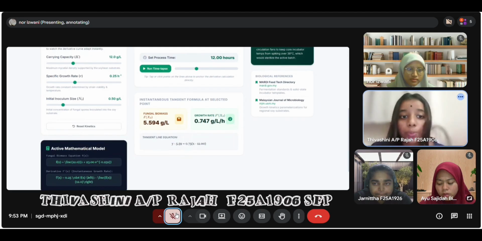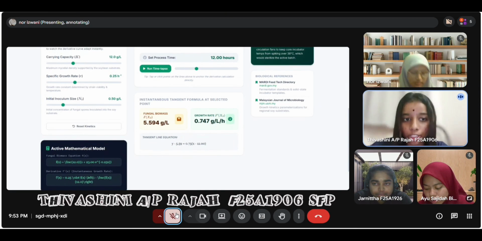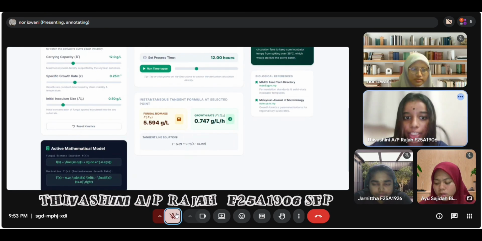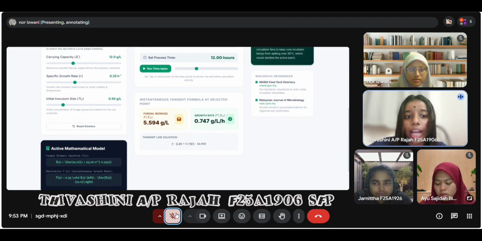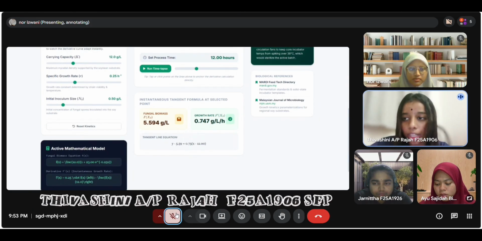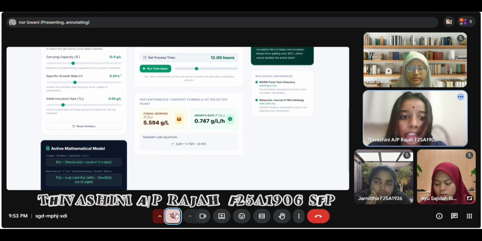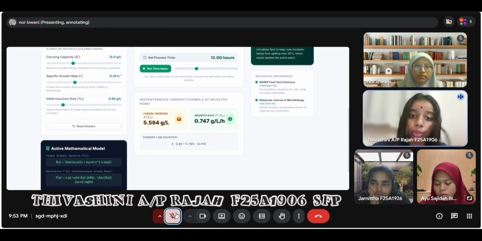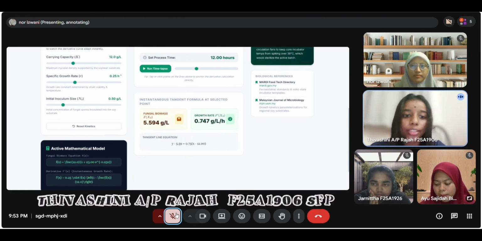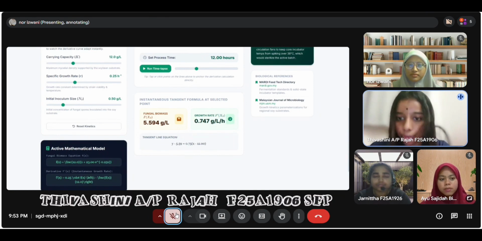In conclusion, this project shows that calculus is not only a mathematical concept learned in class, but also an important tool used in real industrial applications. By combining biology, fermentation technology, and derivatives, this project helps students understand agro-product processes in a more interesting and interactive way. Thank you for listening, and that's all for me now.